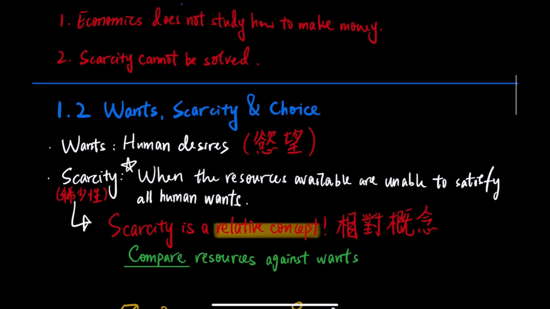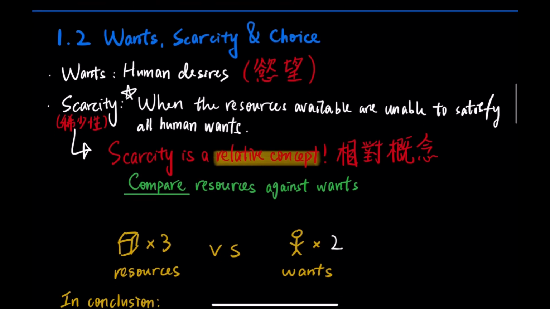So the second subtopic focuses on wants, scarcity, and choice. So wants, in short, are human desires. And I forgot to include this in the notes, but wants are actually further separated into tangible and intangible wants. So tangible wants involve wants that are related to physical objects. So when you say something is tangible, it can be seen, it can be felt, it can be touched.